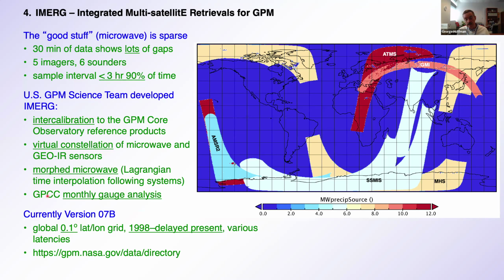It's a little bit coarse, but it's what we use. We're currently in version 7B. It's a 0.1 degree lat-long grid from 1998 to the delayed present. There's various latencies. I think I show that next. It's available on the GPM website, GPM NASA Gov, and go down to data and then directory. I assume these slides, or at least the recording, will be available for viewing, so you can pick these up. You don't have to scribble furiously.